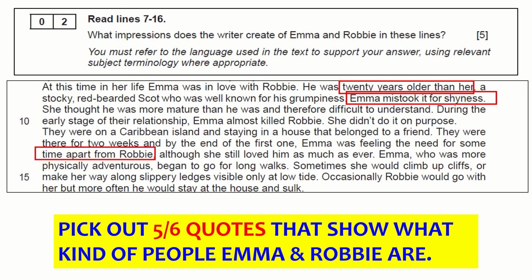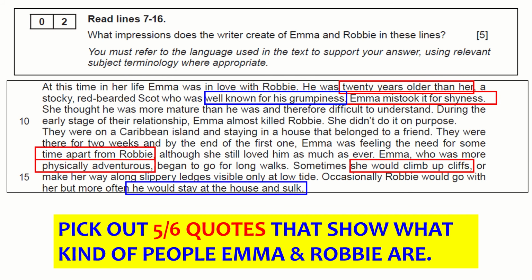And then a bit before that, it says about Robbie that he's grumpy. She felt she needed the time apart from Robbie. She was physically adventurous. That is one of those easy ones where if it's obvious, just say it. So for example, for that one, the impression I get is she's physically adventurous. You don't need to explain that. She climbed up cliffs, so you could say she's a bit of a daredevil. And then for him, so the red was for Emma. For him, you could have put he's well known for his grumpiness. He would stay in the house and sulk, so you can maybe say he was immature. So there's more for Emma than Robbie, but at least say 1 from Robbie to make sure you get the marks.